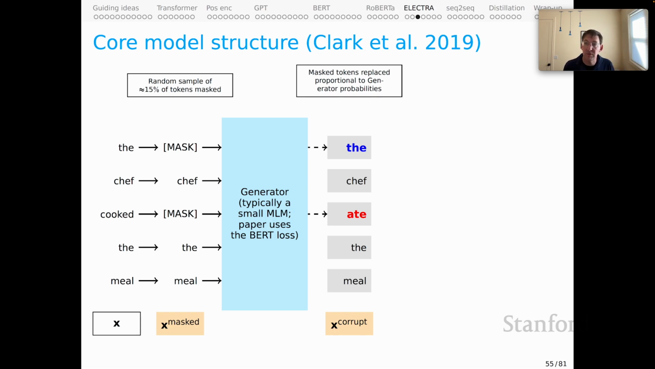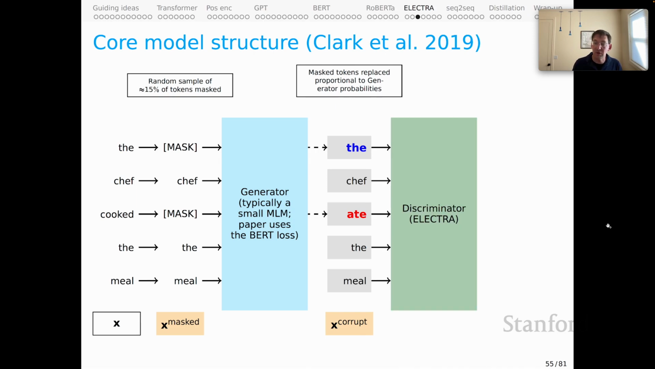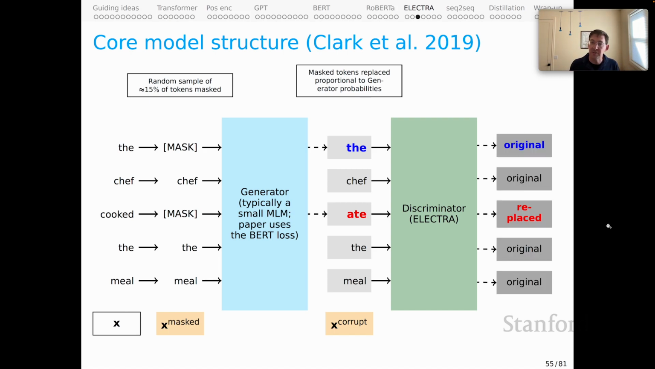This is an output sequence predicted by the model, and the twist here is that we're going to replace some of those tokens not with their original inputs, but rather with tokens sampled with probabilities proportional to the generator's probabilities. And what that means is that sometimes we'll replace with the actual input token and sometimes with a different token, like in this case of "cooked" coming in being replaced by "ate." That is where Electra, the discriminator, takes over. The job of the discriminator, which is really the heart of the Electra model, is to figure out which of those tokens in X corrupt is an original and which was replaced.